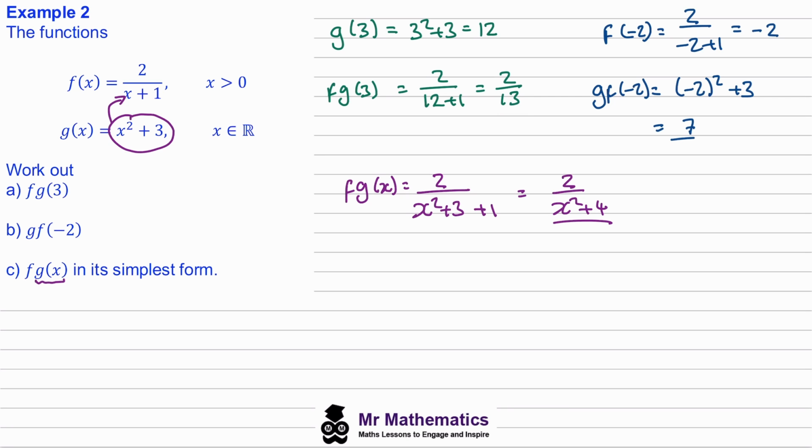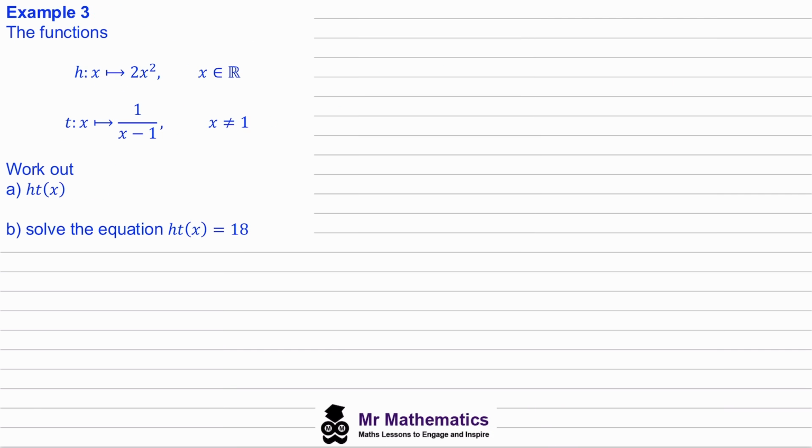Let's try one more question. So in example 3, we've been given the function h of x and t of x. We're told that 1 is excluded from the domain of t of x. This is because we can't divide by 1 take away 1. This would be undefined. We need to work out ht of x. So do you want to give this question a go yourself? You can pause the video and come back when you're ready.